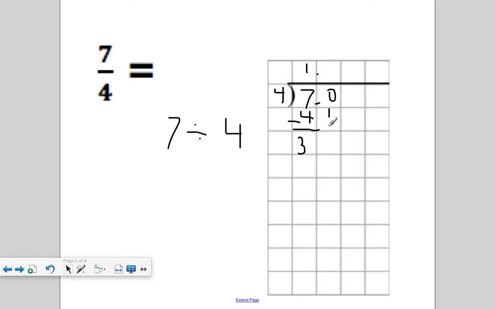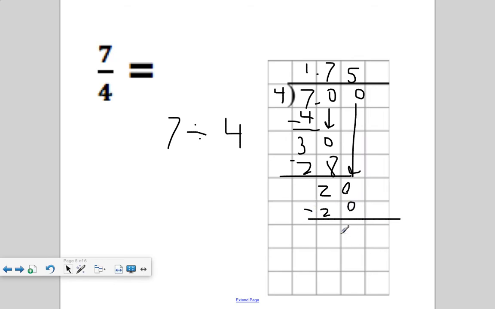Remember, I don't want to change this value, so I'll put a decimal point and a 0. So bring down the 0. How many groups of 4 go into 30? 7 groups. That's 28. So 30 minus 28 is 2. I need to get rid of this 2. Add another 0. How many groups of 4 go into 20? 4, 8, 12, 16, 20, 5 groups. So it's 1 and 75 hundredths, which is equivalent to 7/4 or 7 divided by 4.